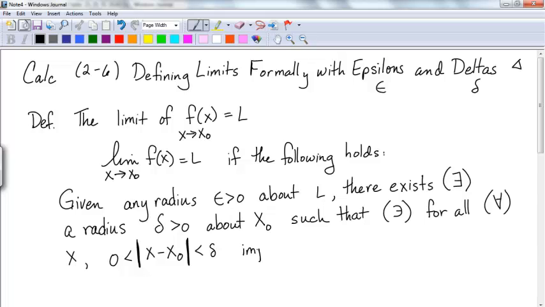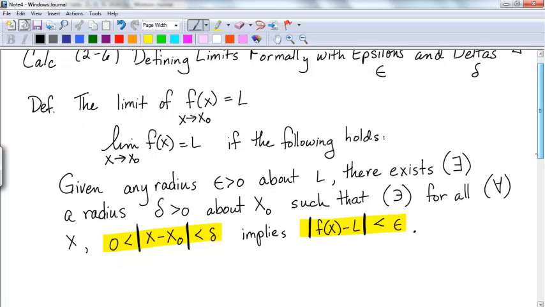That part implies the distance from our function to our limit is less than epsilon. Okay? And that's if it's really a limit. Those things have to be true. This part has to imply this part. Now, what does that mean picture-wise? It makes more sense if you look at a picture.